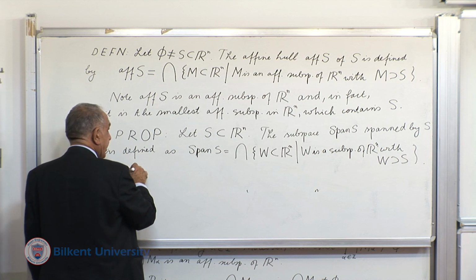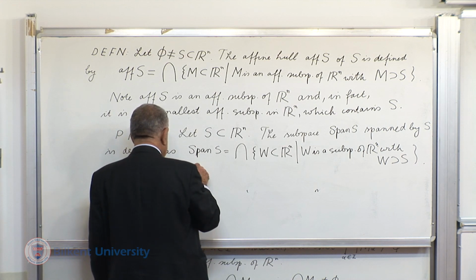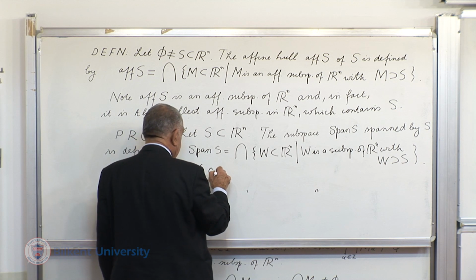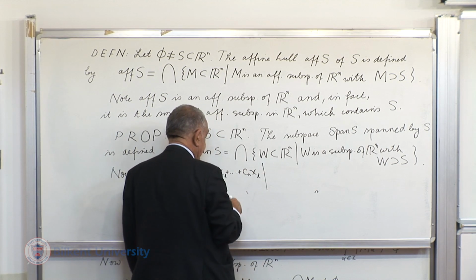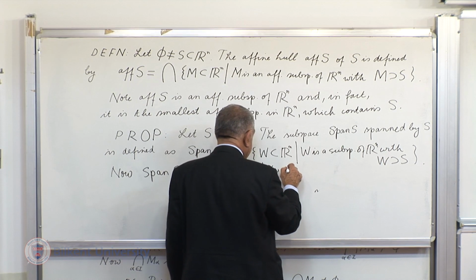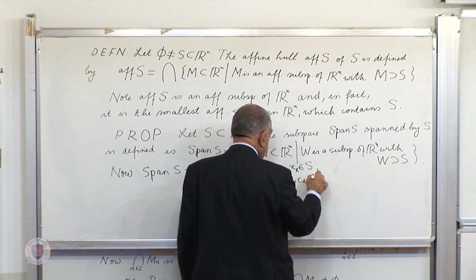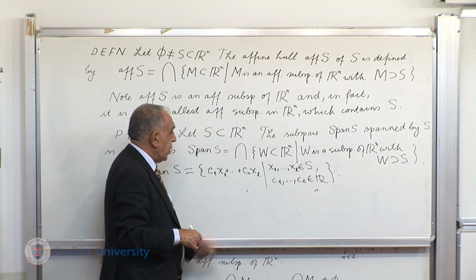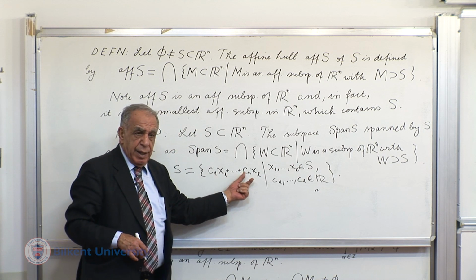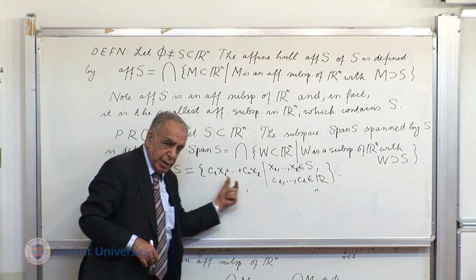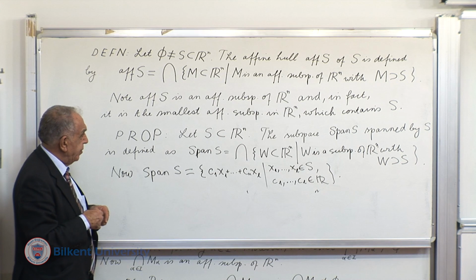Now, span S is equal to the set of linear combinations c1 x1 plus ... plus cl xl such that x1, ..., xl belong to S and c1, ..., cl belong to R. So we take any finite number of members from S, we form a linear combination of them using arbitrary coefficients, the totality, the collection of those, that yields span S. Okay? We'll use this.